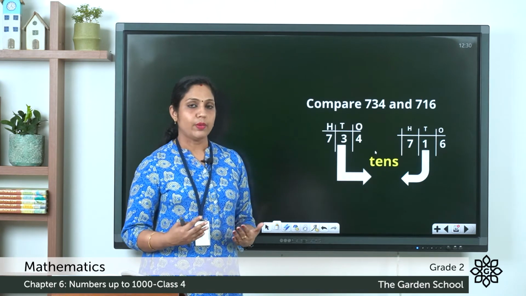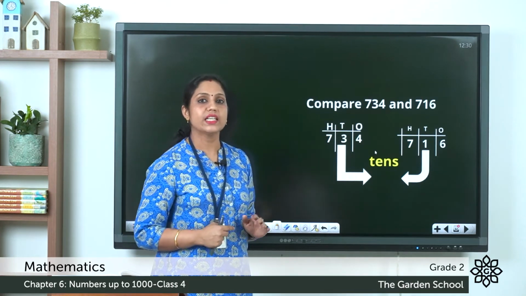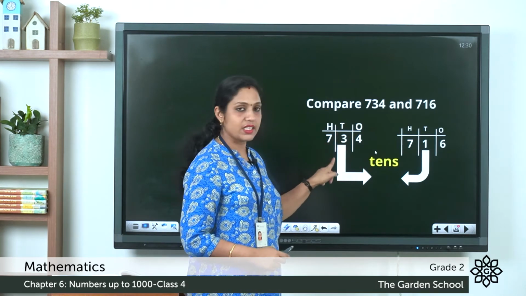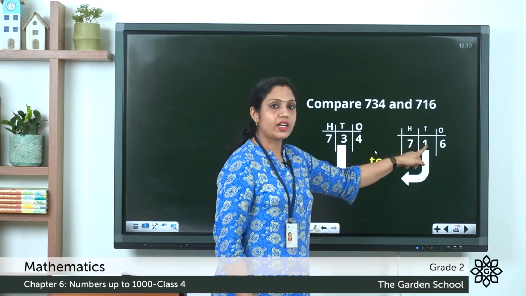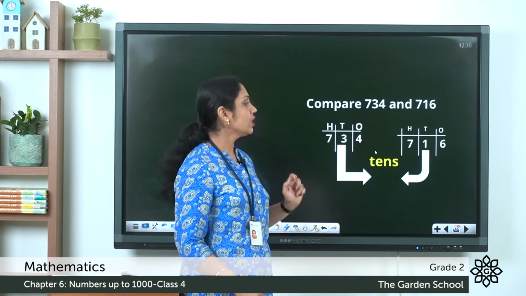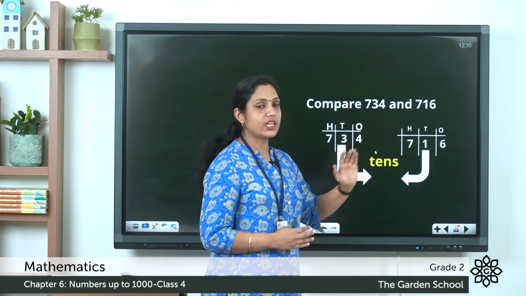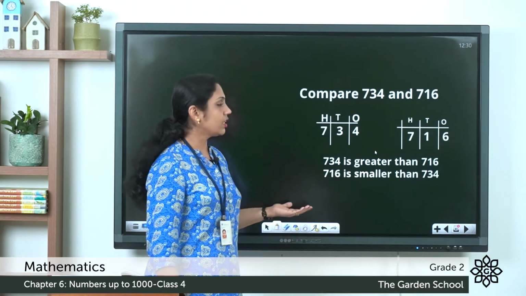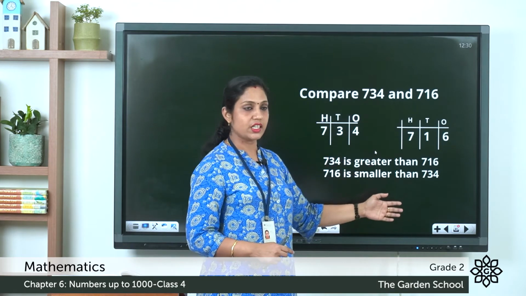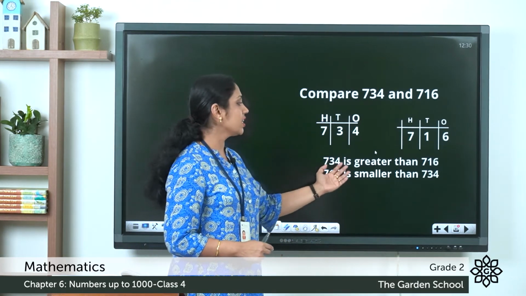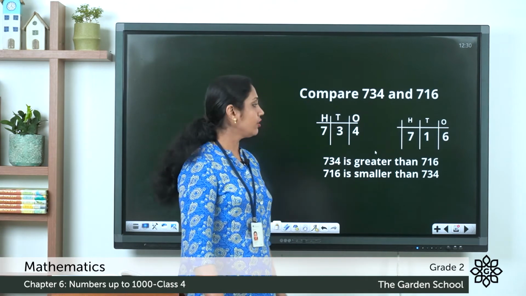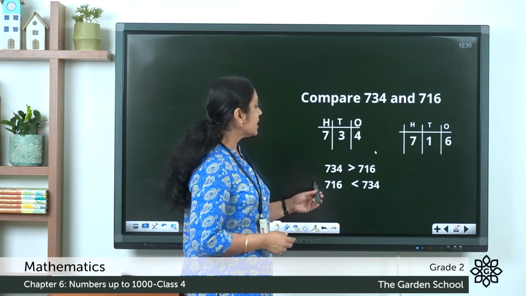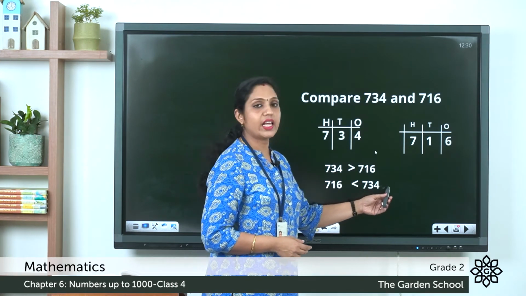Now how can we say which number is greater? When such a number comes, next we have to move on to the tens place. So here in the number 734, 3 is in the tens place. And in the number 716, 1 is in the tens place. So which is greater? 3 tens or 1 ten? It is 3 tens. So we can say that the number 734 is greater than 716, or 716 is smaller than 734. 734 greater than 716. 716 less than 734.